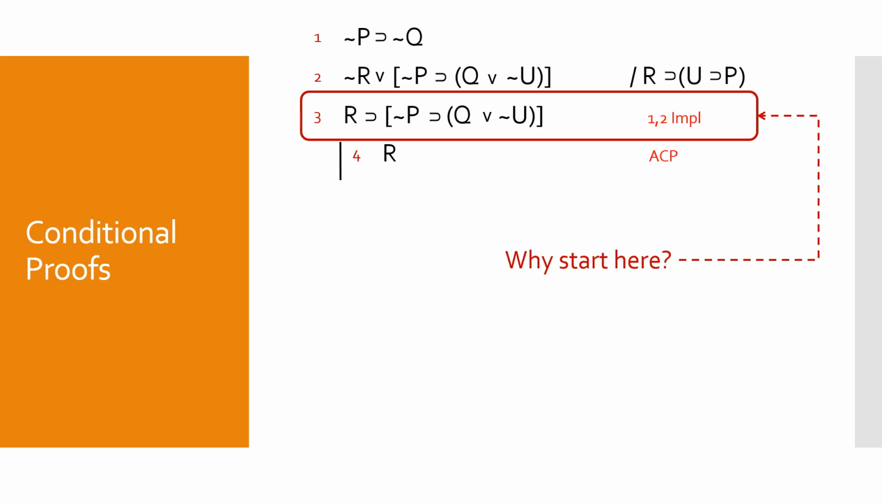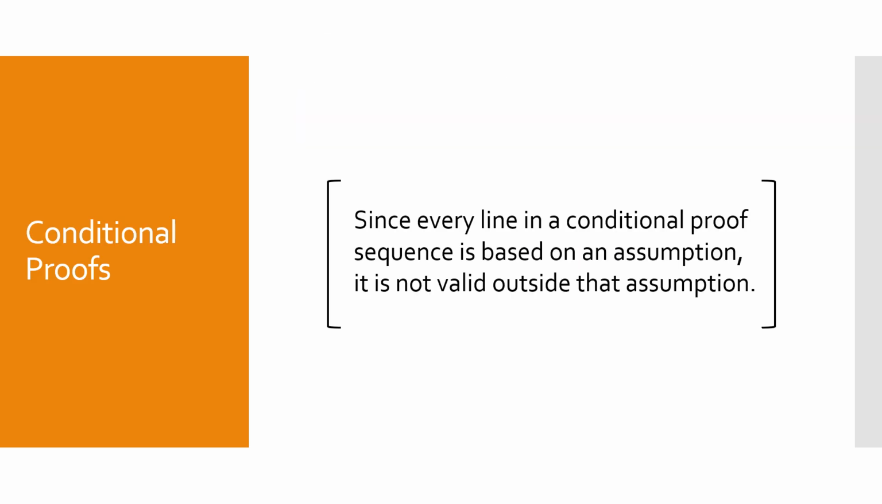Now, before we go any further, we might stop and ask, why did we start here? Why did we start with this material implication and not do it later? It's very important to understand that since every line in a conditional proof sequence is based on an assumption, then each and every line in that proof sequence is not valid outside of that assumption.